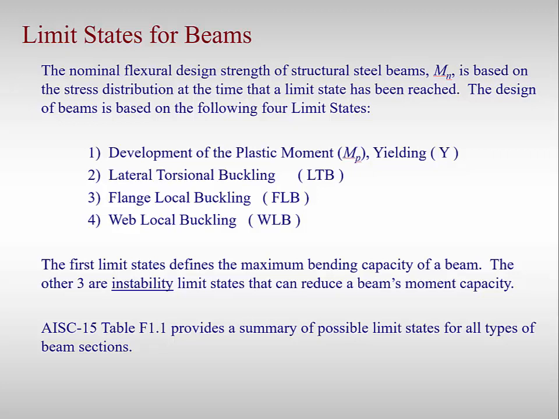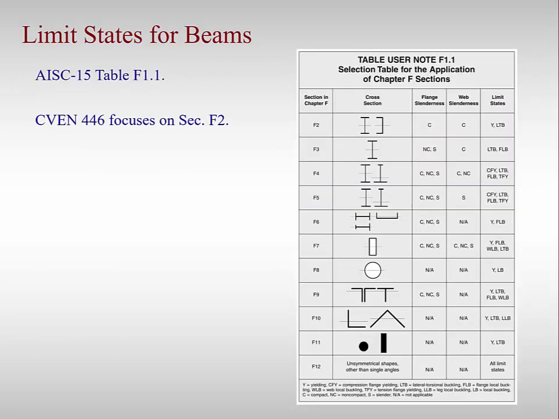AISC Table F1.1 provides a summary of possible limit states for all types of beam sections. In CVN 446, we will concentrate on symmetrical cross sections. Shown is AISC Table F1.1. The design of beams, particularly welded beams with local buckling issues, can become complicated. This table points you to the correct sections within Chapter F. For the most part, we will be in Section F2 for this class.